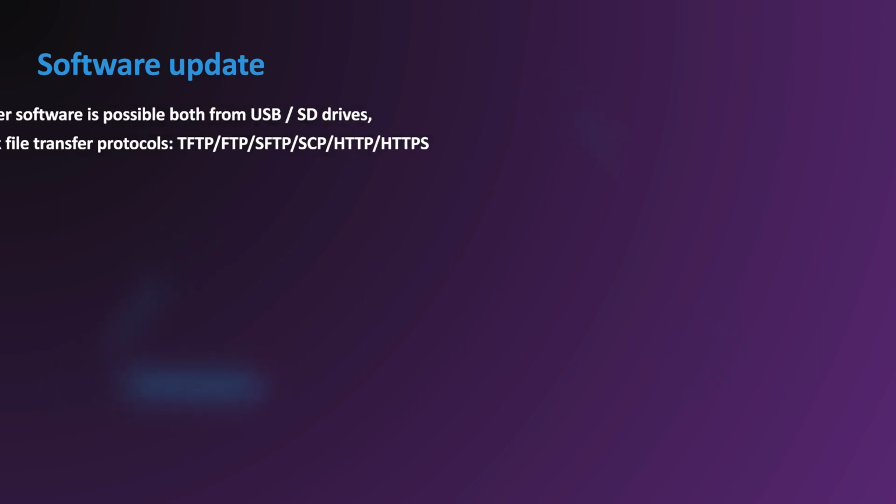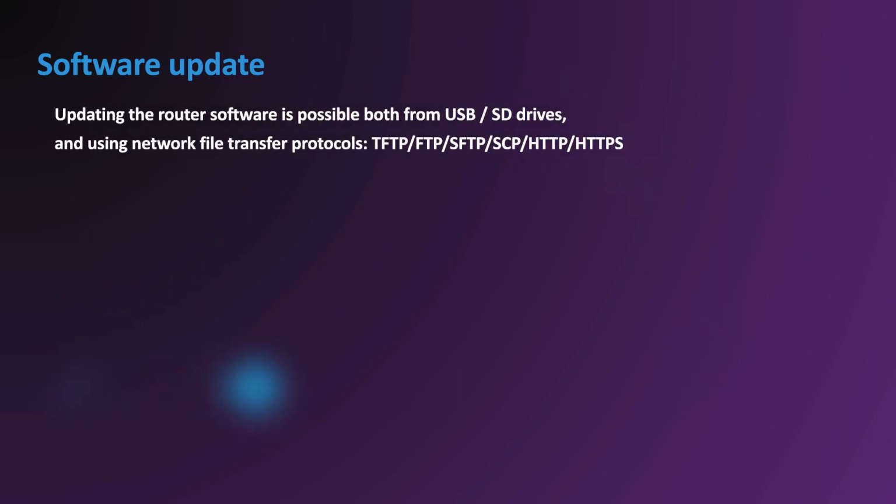You can update the router's software by downloading files from a USB or SD drive, as well as network data transfer protocols presented on the screen. This is true for operations like downloading any information to the router, such as software, configurations, licenses or certificates, and unloading it from the router to a third-party server.